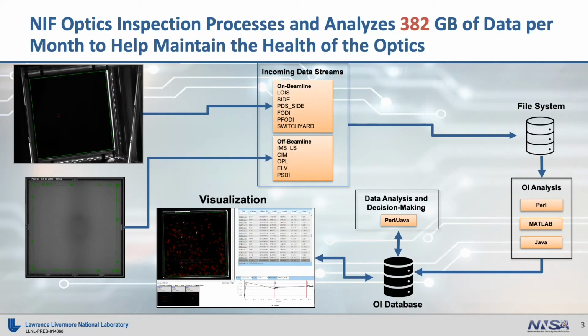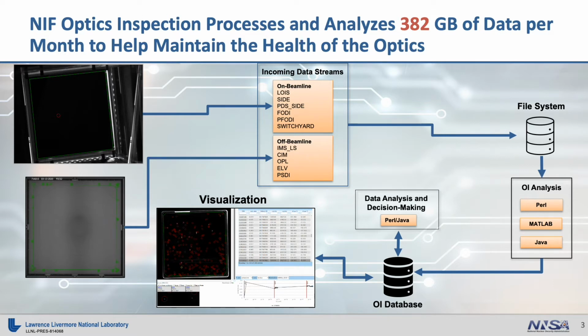NIF Optics Inspection is a set of software that processes and analyzes images of the NIF's optics. We have about 7,000 large optics that are inspected regularly. These inspections are done using a variety of cameras, some of which are on beamline, meaning they image optics that are actually installed in the National Ignition Facility, and some are off beamline, meaning they are in a separate laboratory and image optics that have been removed from the facility.